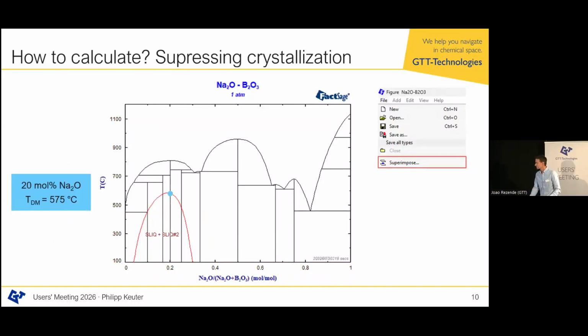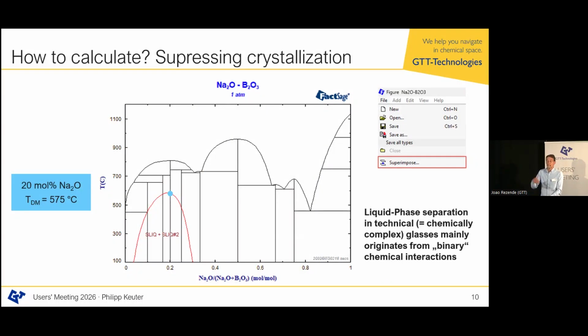Now, we can ask ourselves on that very easy binary system, what would be the demixing temperature for phase separation of the liquid phase? For a certain composition, let's take 20 mole% of sodium oxide. That is easy to read directly from the phase diagram, right? 575 degrees C, which is an important quantity for a glass manufacturer to find that out.